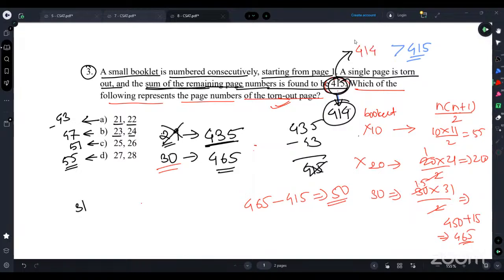So if I take 414 as the summation of the remaining pages, and if I add this 51 to it, this will be 465. So that will definitely be a 30-page booklet, right? So 414 should be the summation of the remaining page numbers. Got this now? Sunanda Mandal, did you get this now? Afreen?